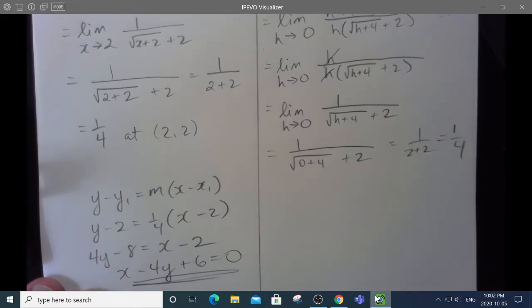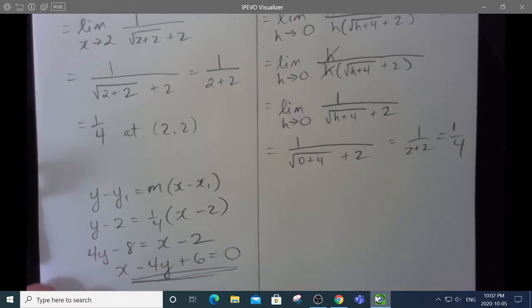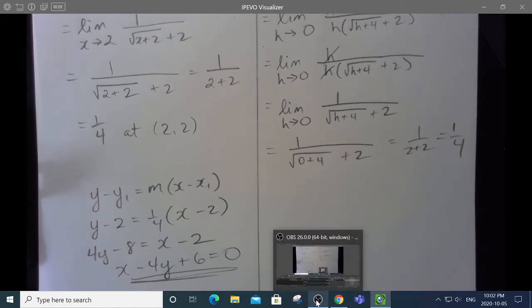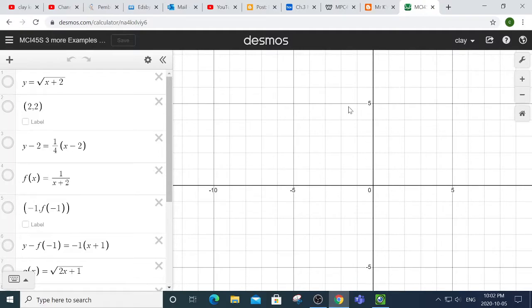So there's the equation. And just to show you how this looks, I wanted to show this on Desmos. Sorry, I was just updating Edsby, so I was thinking of Edsby.